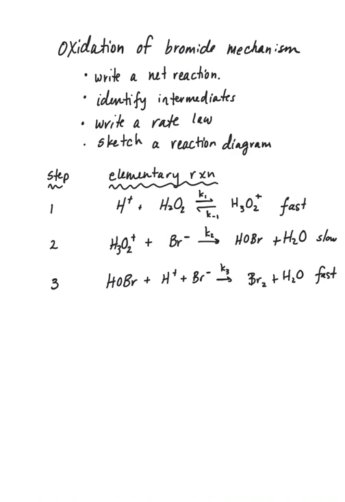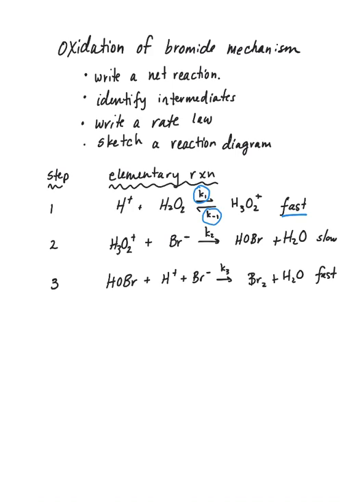In the first step, which is fast, hydrogen cations react with hydrogen peroxide to establish an equilibrium with some activated complex, H3O2 cations. The forward reaction is represented by rate constant K1. The reverse process of exchange back to the original reactants is represented by rate constant K minus 1.